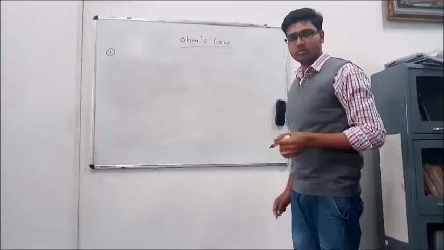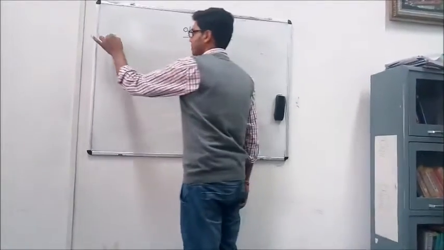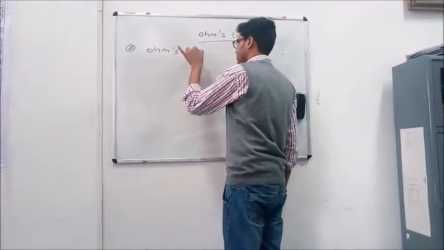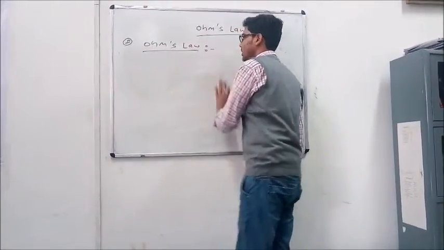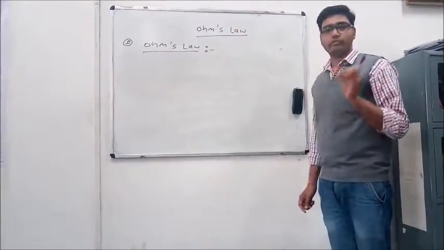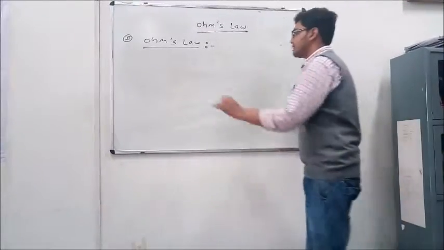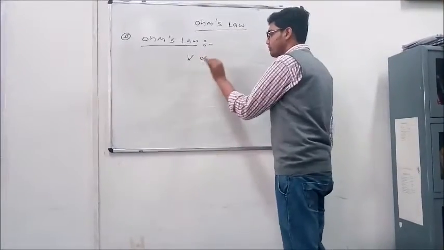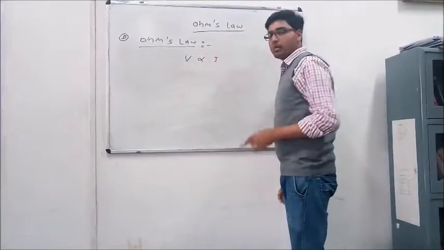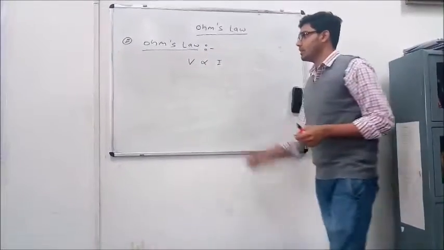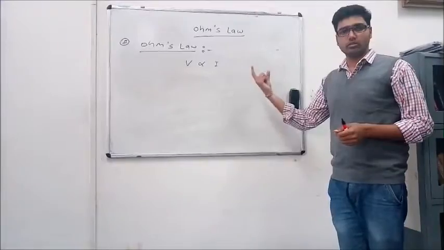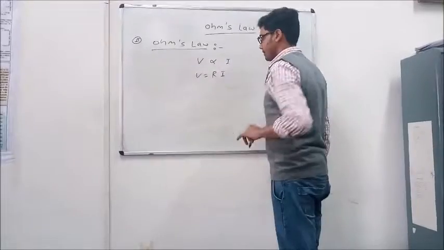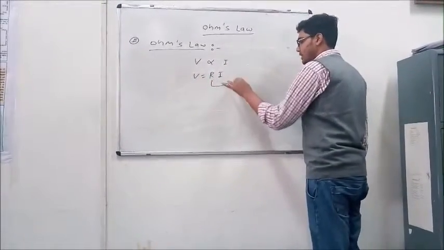Pause it. Start. Second topic is Ohm's law, which was our motive to explain. It is the basic fundamental law for current electricity, and it gives the relation between the voltage which we have applied across the circuit and the current which is flowing through the circuit. According to Ohm's law, the voltage is directly proportional to the current flowing through the circuit. If we remove the proportionality sign, we get R, which is called the proportionality constant.